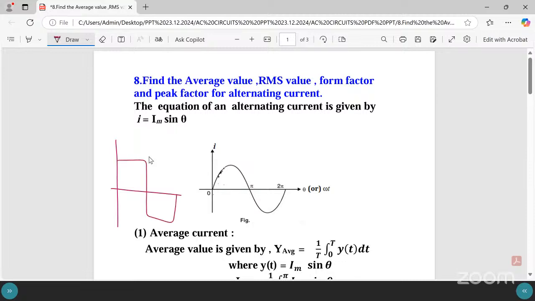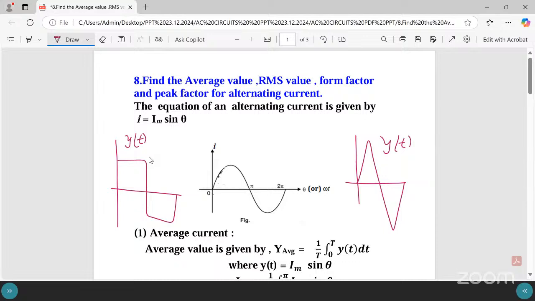This is a square waveform. Find out the average value. I will give the data, the x-axis and y-axis. We have to find out y of t, then find the average value and find it for another waveform.